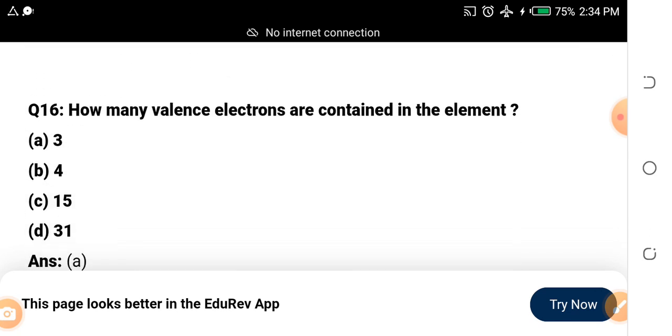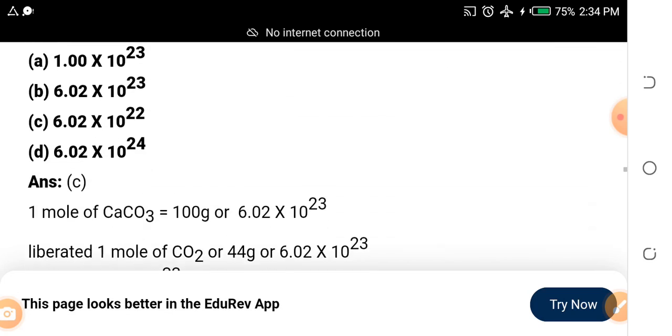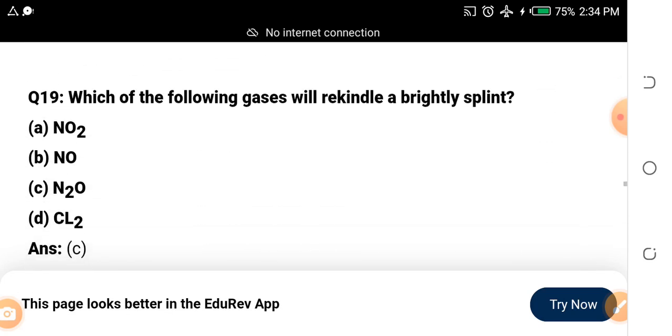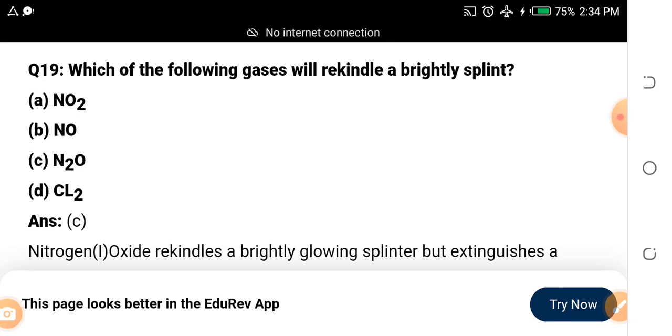Okay, let's look at question number 19. We are focused on those areas that are not calculation based, because there are more aspects of chemistry that you can solve with basic understanding without a calculator than there are calculation ones. Number 19. Which of the following gases will rekindle a brightly glowing splint?